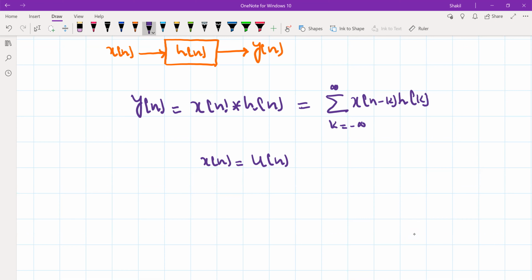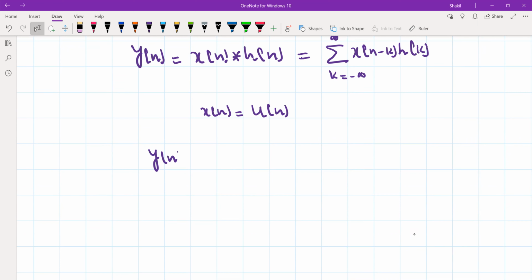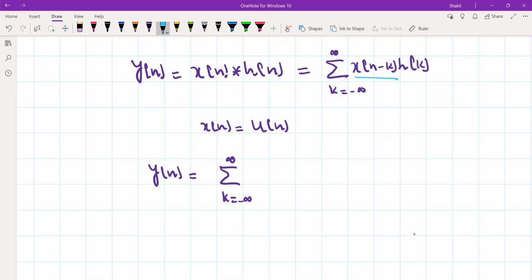So to calculate this, we can write y of n by replacing x of n by u of n here. So we'll have k running from minus infinity to infinity, and instead of x of n minus k, now we have u of n minus k, h of k. So this is the step response of this system.